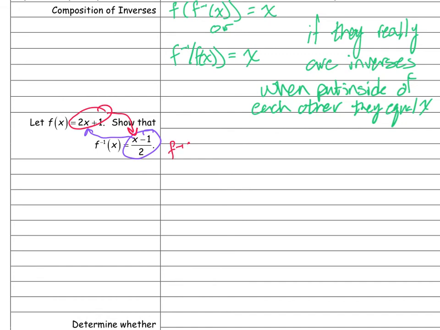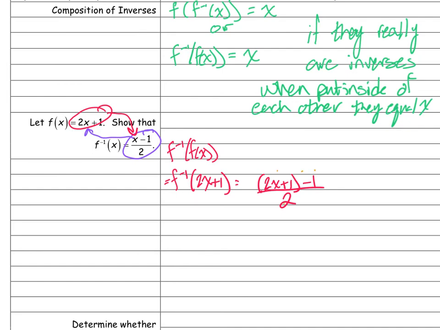So I think I'm going to put f of x inside of, oops, totally messed that one up, didn't I? Okay, let's try this again. So I'm going to put f of x inside f inverse. So this equals f inverse of 2x plus 1, because that's what f of x is. Wherever there's an x in f inverse, I'm going to put 2x plus 1. So I get 2x plus 1 minus 1 divided by 2.